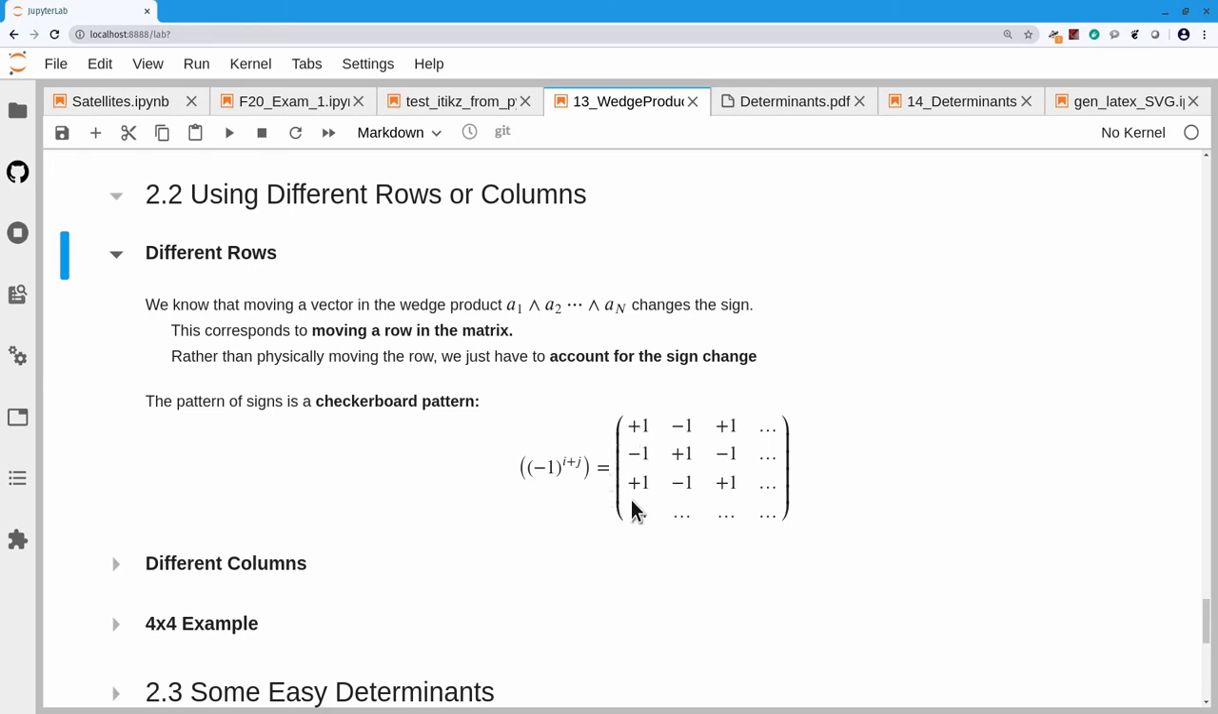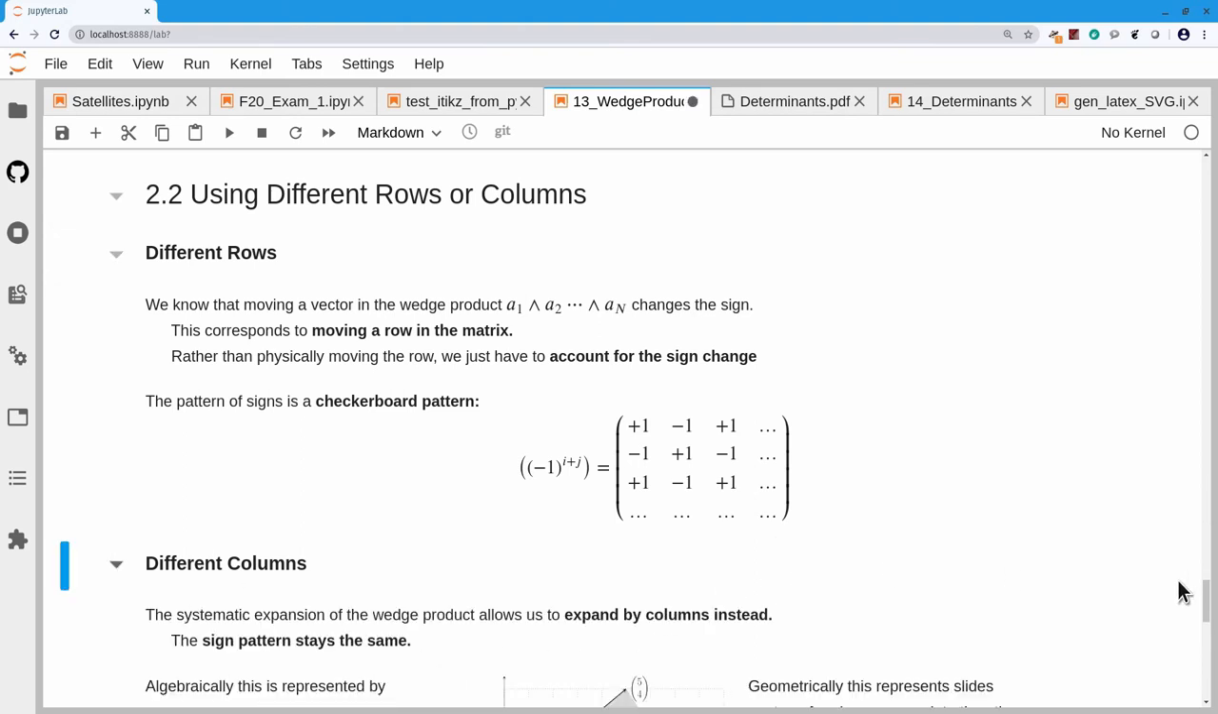If I move the first row down into the third row, or if I move the third row up instead, well, keep the third row in place, it's two minus signs, so I'm back to plus 1, minus 1, plus 1, etc. So depending on the row that I pick, I have alternating sign patterns, and a formula for that sign pattern is just minus 1 to the power of the row plus the column. First row plus first column, 1 plus 1 is 2, an even power, so plus 1. This entry here is in the third row, second column, so 3 plus 2 is 5, an odd number, minus 1 to the power 5 is minus 1. I get this checkerboard of signs. So I can use different rows. It turns out I can also use different columns.